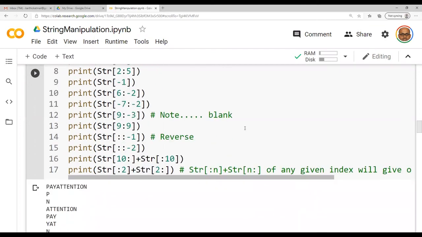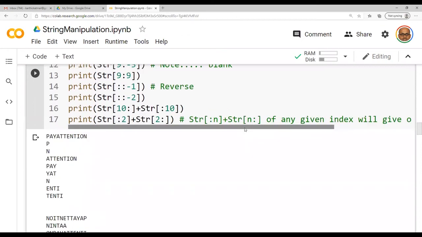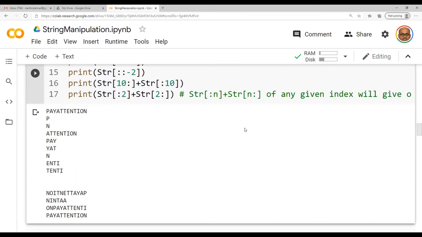I have obtained the output as pay attention, PN attention, pay YAT, N, ENTI, tent I, 2 blank spaces, no, then IT net, TAYAP, NINTWA, ON, pay attention other than ON, then pay attention. So I have copied my output from the Word document below.